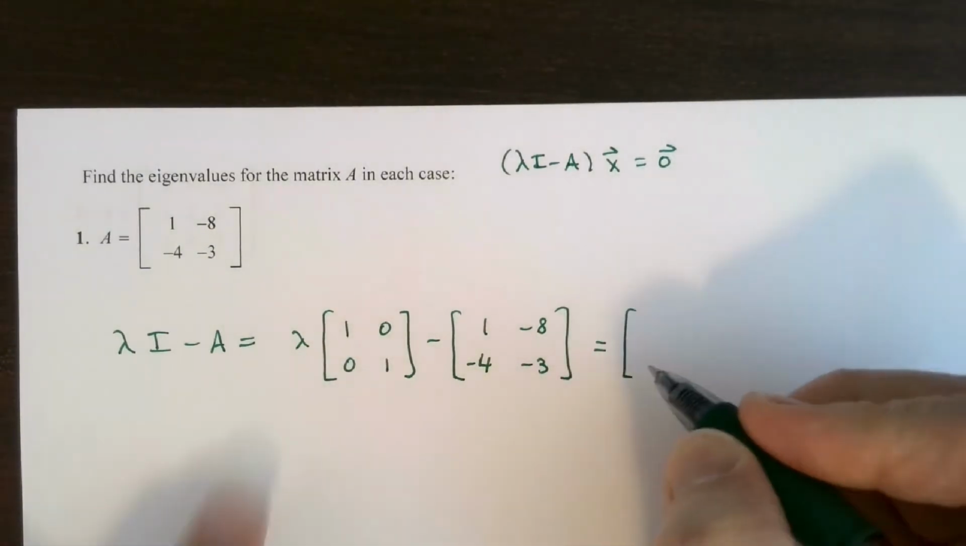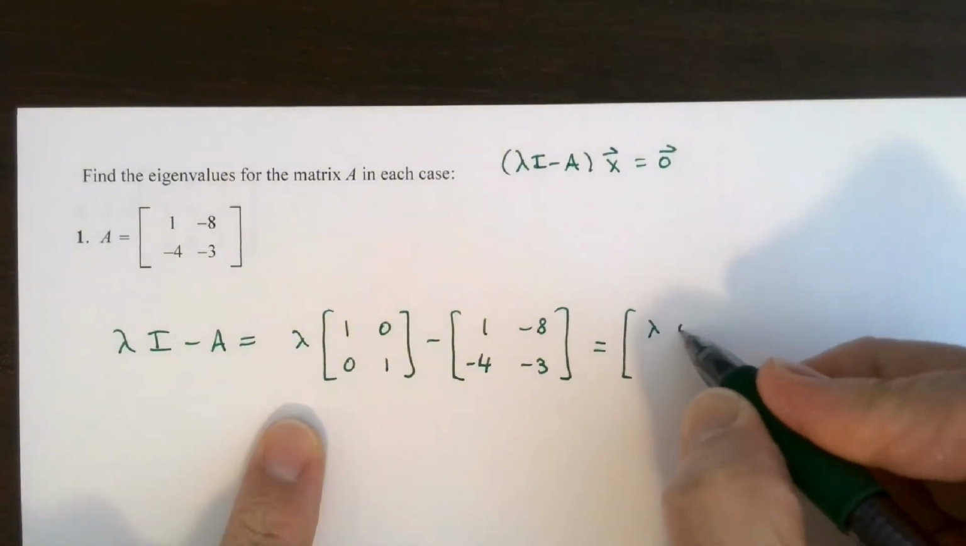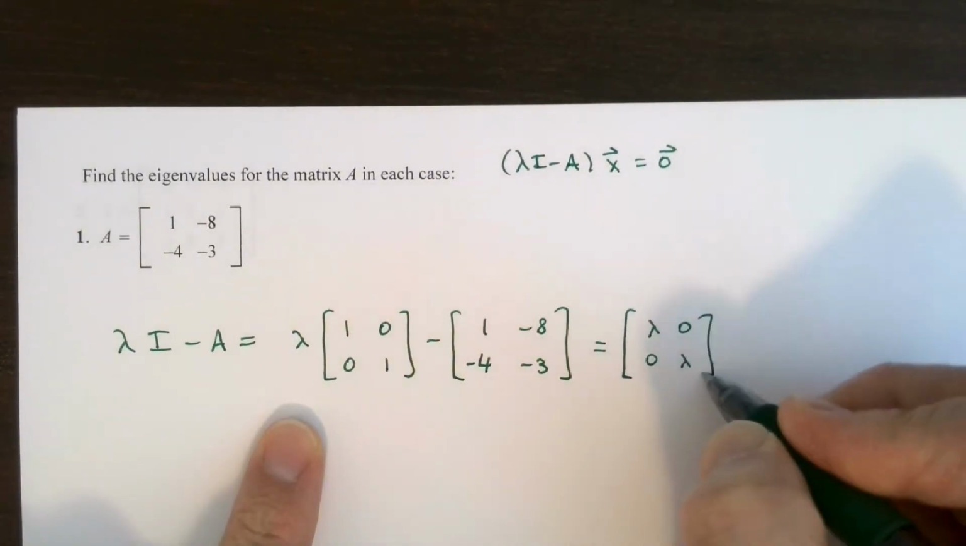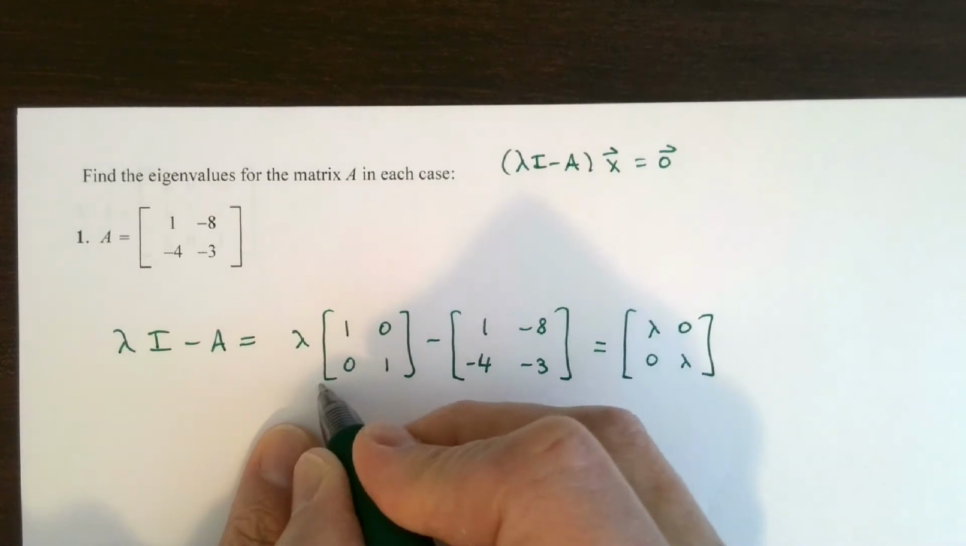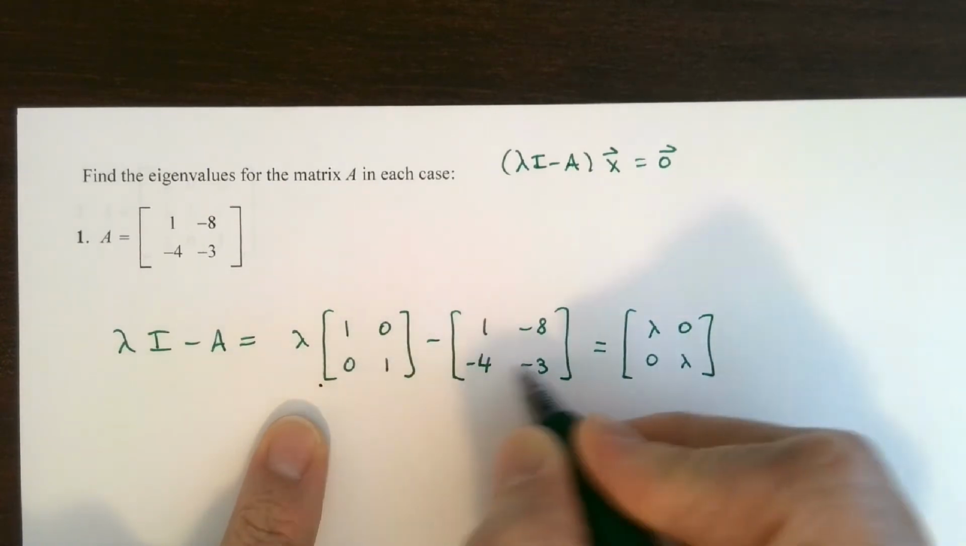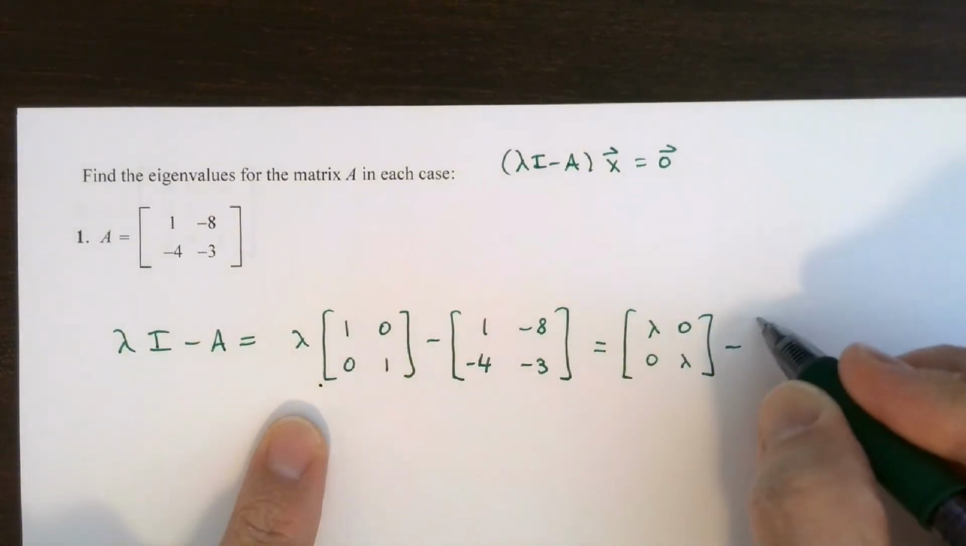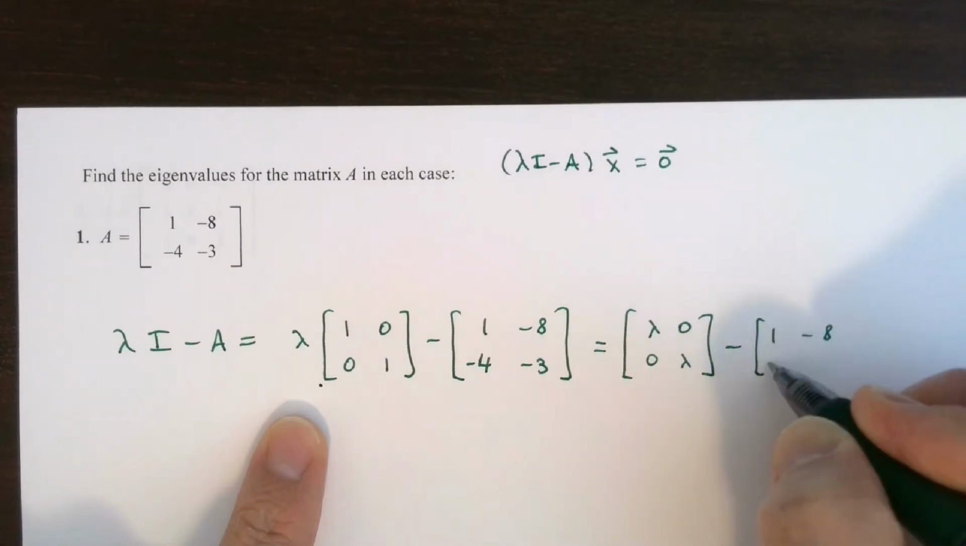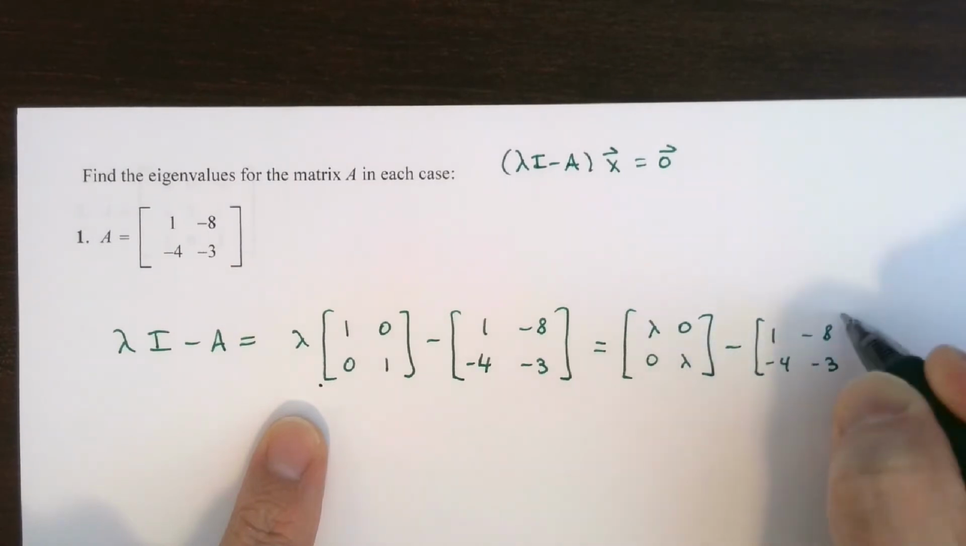Here I do the scalar multiplication. I get lambda, 0, 0, lambda, right? This is lambda times the identity matrix, 2 by 2 of course, because we're dealing with a 2 by 2 matrix A. And then I can do the subtraction very easily.